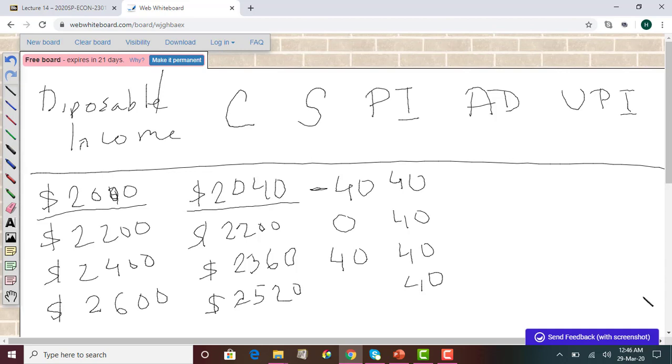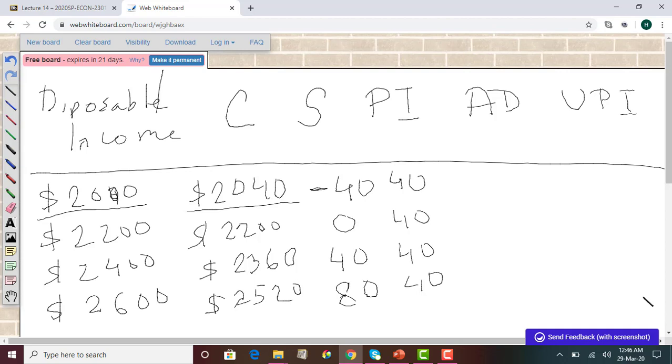And if we look at the next one, my income is $2,600 and my consumption is $2,520. Okay, so how much am I saving? I am saving $2,600 minus $2,520, which is $80. Okay, so it's simple. Savings is basically disposable income minus your consumption. That will give us your savings. So this column is done.